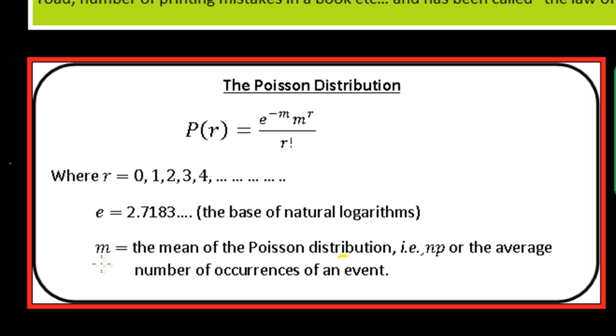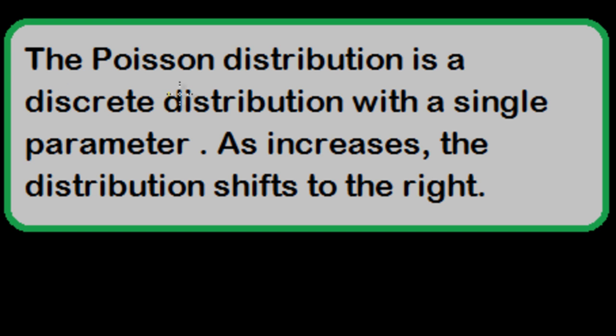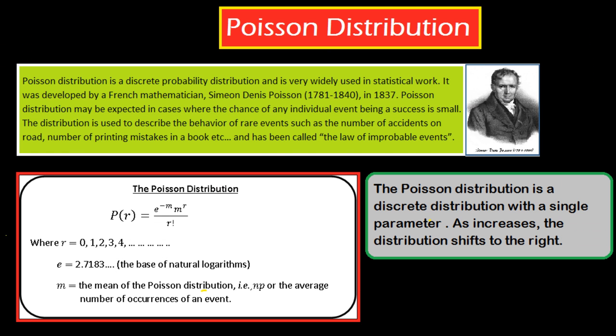Here m is the mean of the Poisson distribution, which is equal to n into p, or the average number of occurrences of an event. So the Poisson distribution is a discrete distribution with a single parameter m. As m increases, the distribution shifts to the right. So this was all about the Poisson distribution.